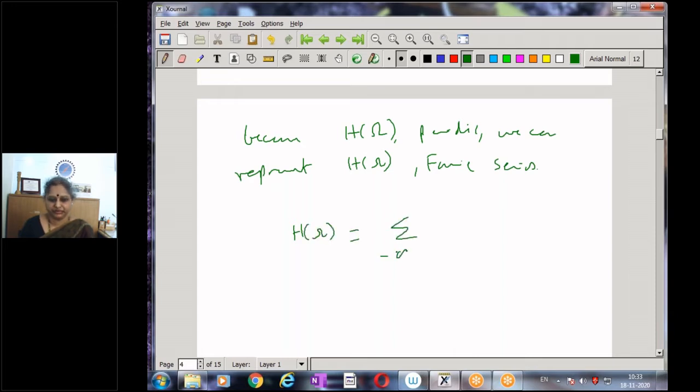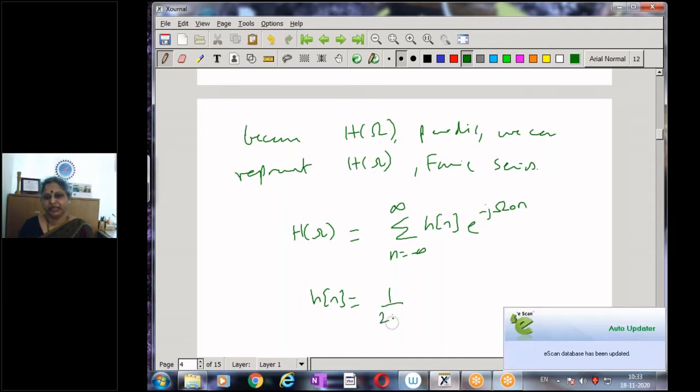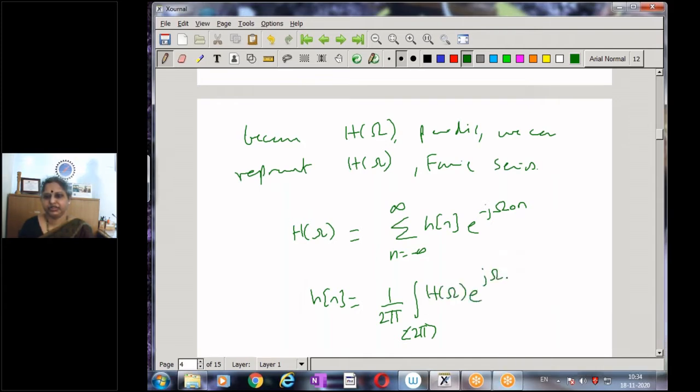It is the sum with n going from minus infinity to infinity of h of n e to the power of minus j omega n, where h of n is given by 1 by 2 pi, integral over one continuous interval of 2 pi, H of omega e to the power of j omega n d omega.